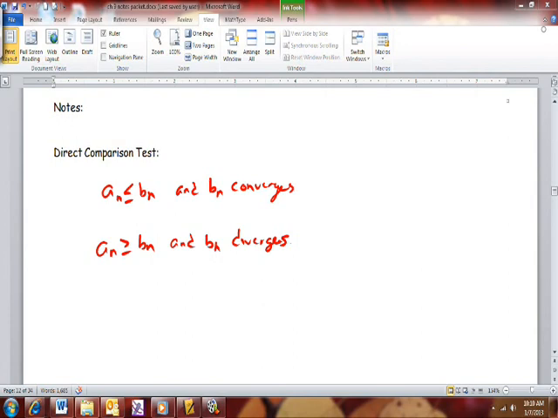Now, if b sub n were to converge, what would that imply about a sub n? So you've got a whole bunch of bigger numbers, b sub n's, and they all add up to some number. It must mean that a sub n, which is smaller, would also add up to some number. So this would imply that a sub n also converges.